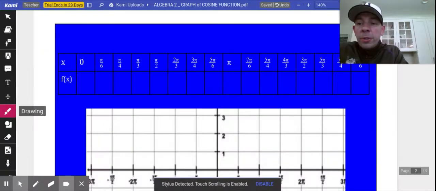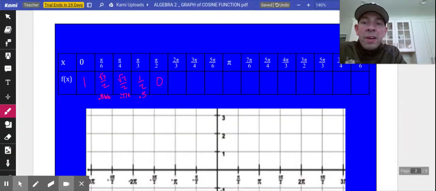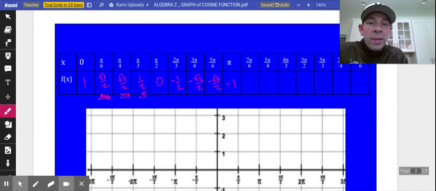Let's see, I think pink works good here. So the cosine of 0 is 1, and then it goes radical 3 over 2, radical 2 over 2, 1/2, 0. So there's an x-intercept right there. And just remember, ballparking, that's about 0.866, 0.707, and of course 0.5. Then we're going to go negative 1/2, negative radical 2 over 2, negative radical 3 over 2, negative 1. That's the bottoming out point, and we start to turn and come back up a little bit.